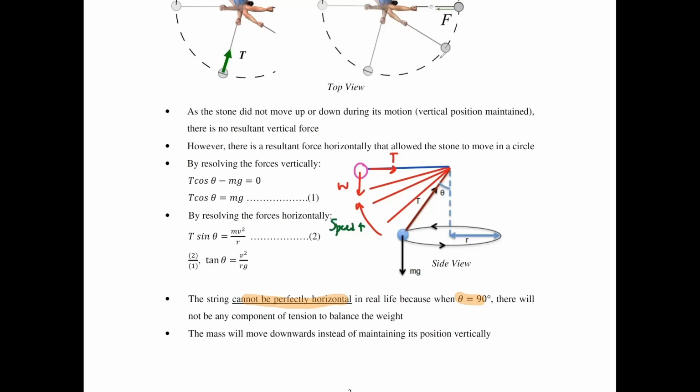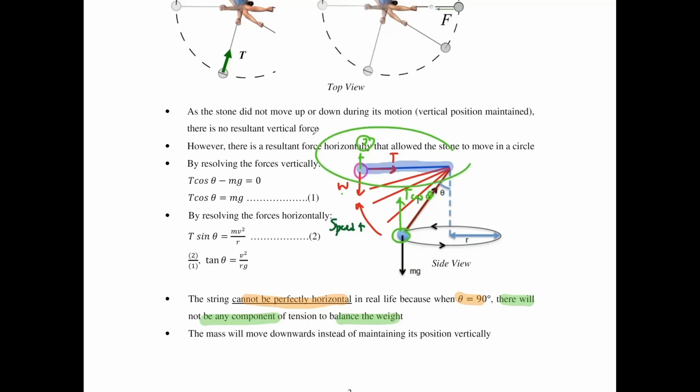So if you consider the case where your string is perfectly horizontal like this, there's actually no force that is balancing your weight. So it won't maintain in a horizontal position, okay? There's no component of tension that is actually balancing the weight now. Previously, there's actually a component of tension that is balancing the weight. That was T cos theta. That allowed your mass to remain in the same vertical position.